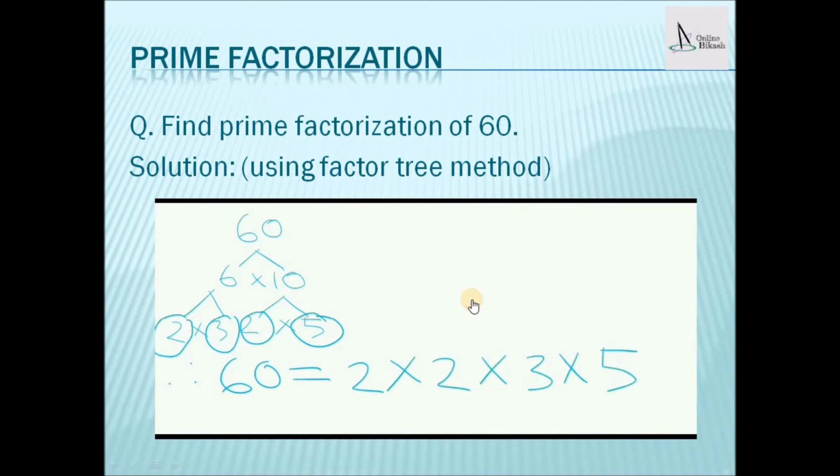Okay, so why have we written it that way? Because we are trying to make them in ascending order. Okay, we could write 2 into 3 into 2 into 5, we could write that, but let's make it in ascending order. So that's why we have written 2 into 2 into 3 into 5.